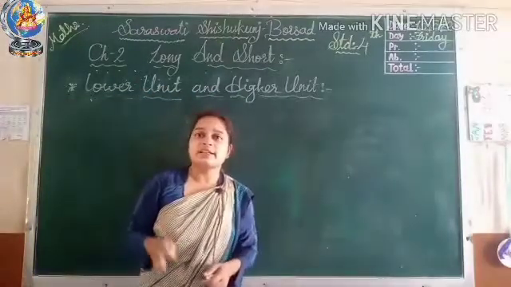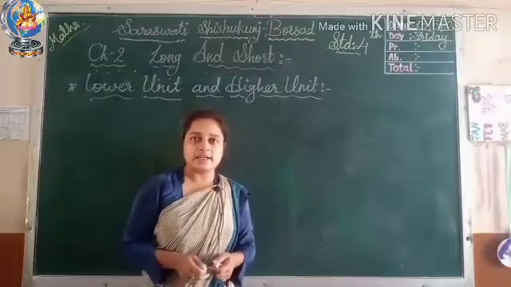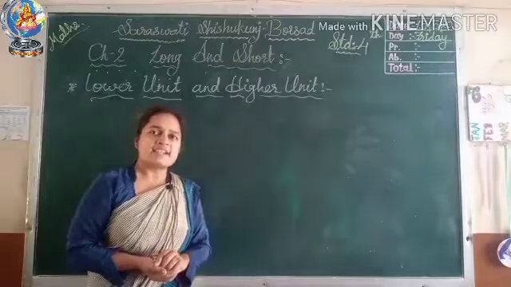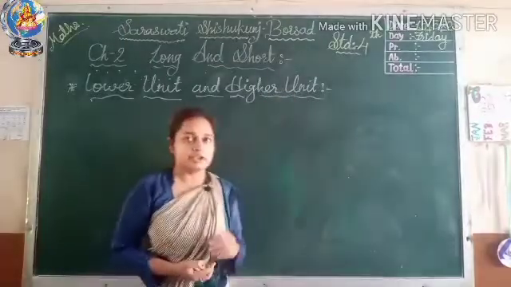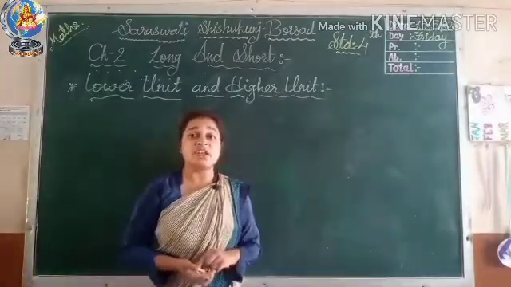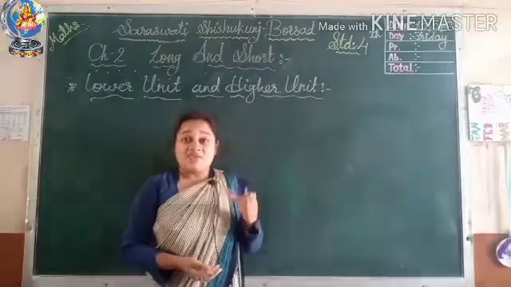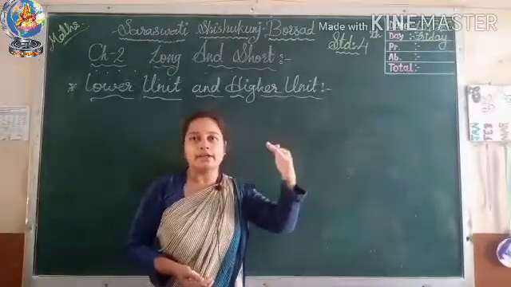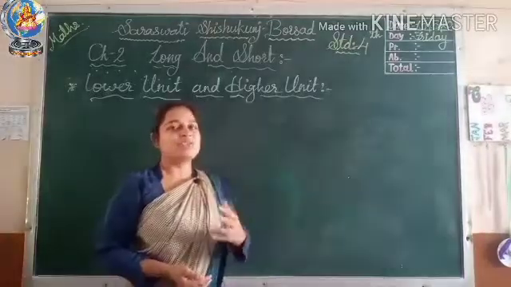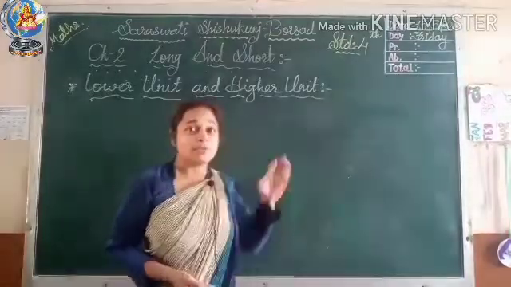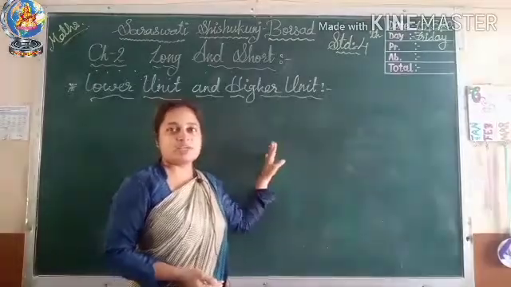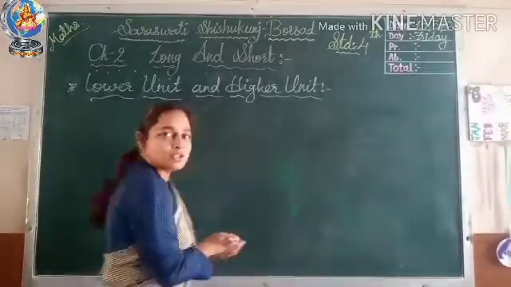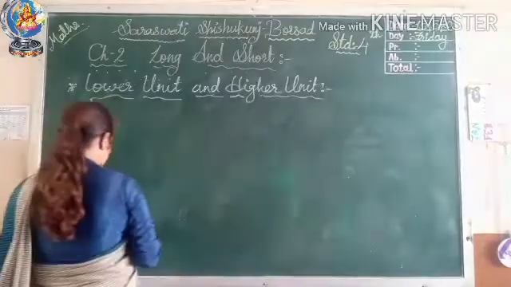Few units are like that which can be said as a lower unit, and few units are like that which are said as a higher unit. But there is one unit which is there in both lower and higher. We can find it only by differentiating which are the lower and which are the higher. So let's have a look.